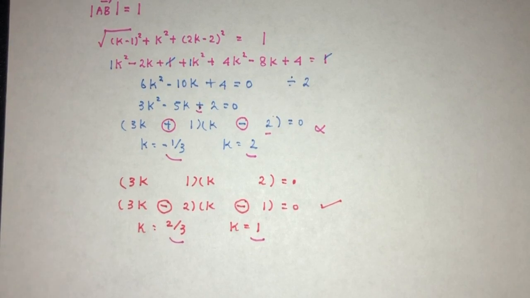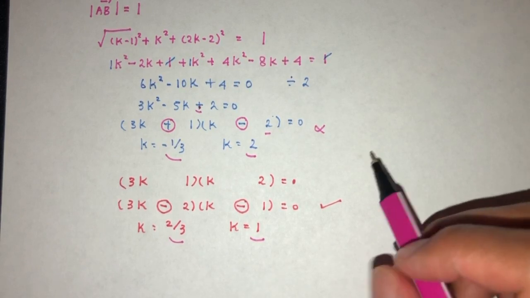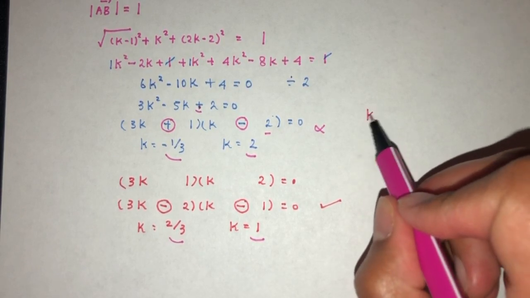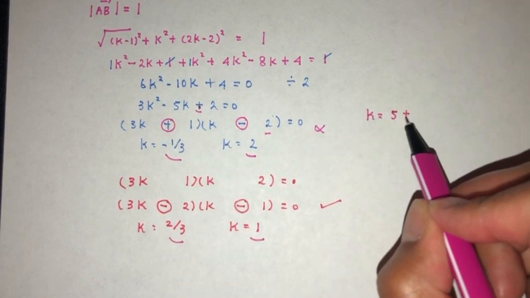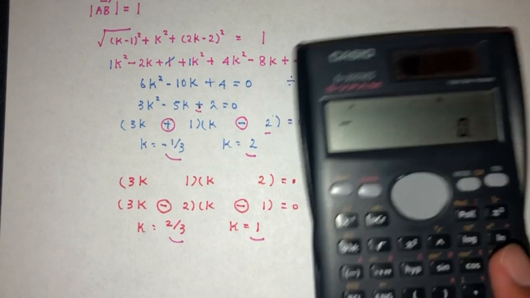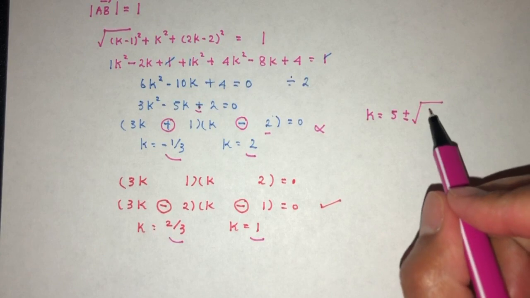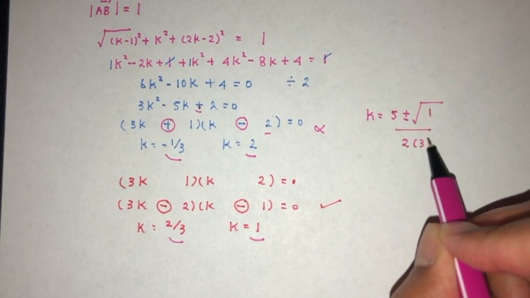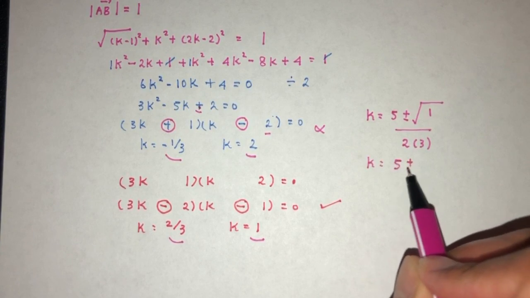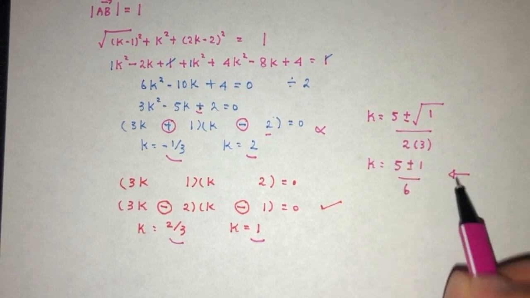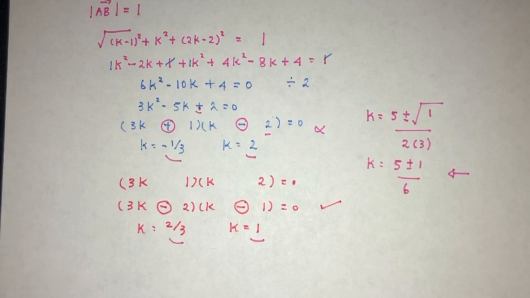Again, if you don't know how to factorize, no big deal. Just use your formula. We can find the value pretty easily. The formula for k will be minus b, plus or minus the square root of b squared, 25, minus 4 times a times c, which is 1, divided by 2 times a. So k will be 5 plus or minus 1 over 6. So you can use your formula, or you can factorize correctly. Double check. You will have k is 2 over 3 and k is equal to 1. Okay, and that will be your answer for part 2, finding the value of k if AB is a unit vector.